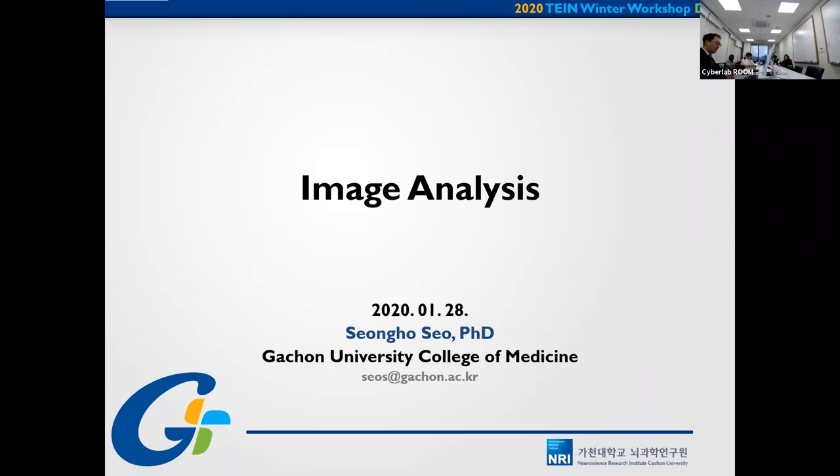Today's lecture is about image analysis and religion, basically based on tracer kinetic modeling using PET images. For starting, let me introduce myself. I'm Seongho Seo, PhD from Gachon University, and I was also working in the Gachon University Neuroscience Research Institute. Before moving to Gachon, I studied here at Seoul National University. I usually studied tracer kinetic modeling, developing the methods of modeling. So Professor Jason Lee invited me for this lecture.